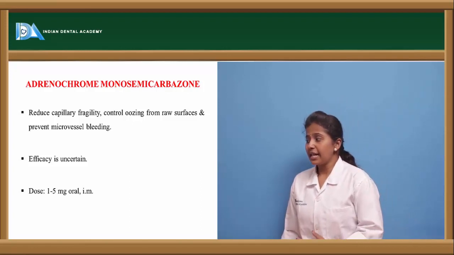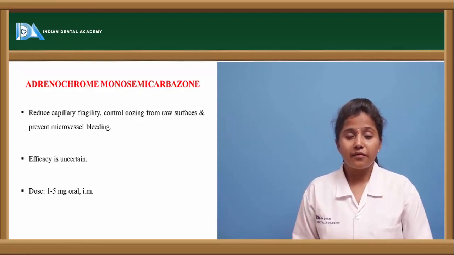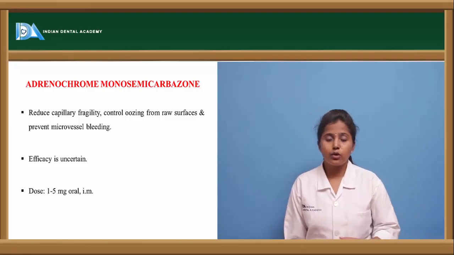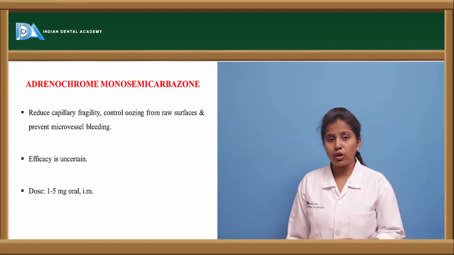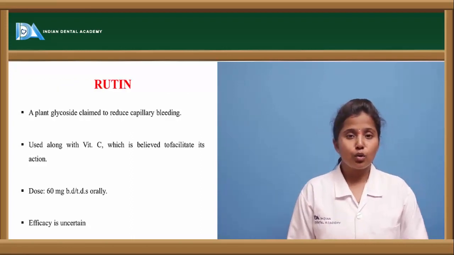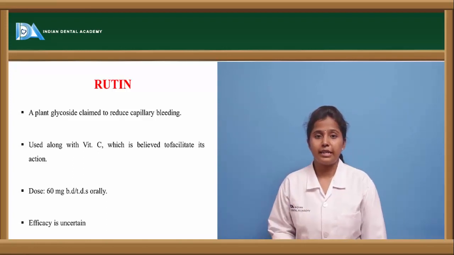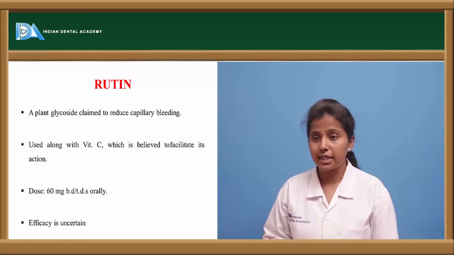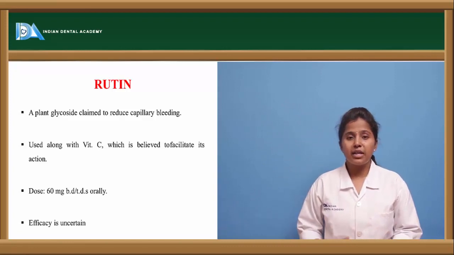And its efficacy is uncertain. In the sense, we can't predict whether it is efficient in the body once administered, and it is given in the dose of 1 to 5 mg orally or by IM route. The other drug is rutin. Rutin is a naturally occurring plant glycoside. So rutin is a drug which is extracted from plant glycoside, and it reduces capillary bleeding.